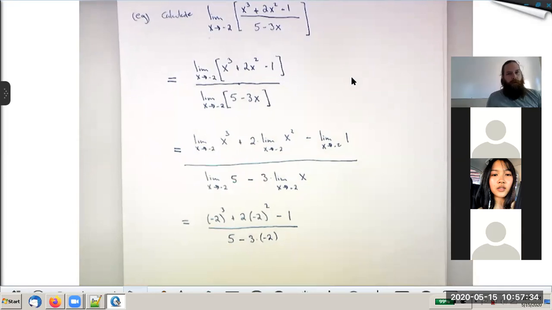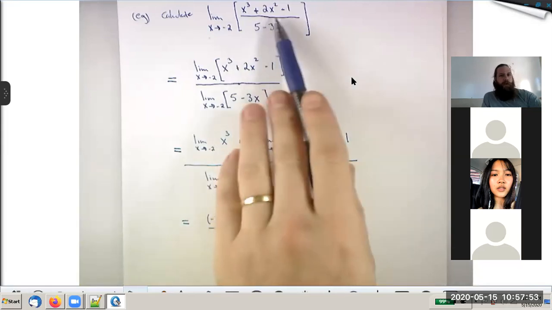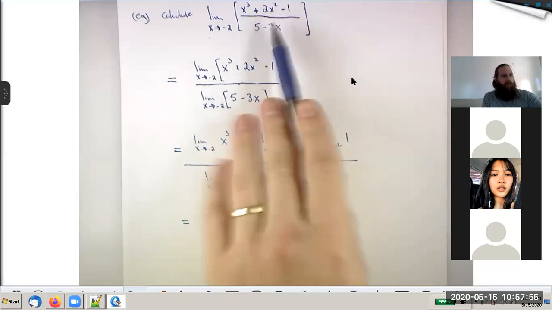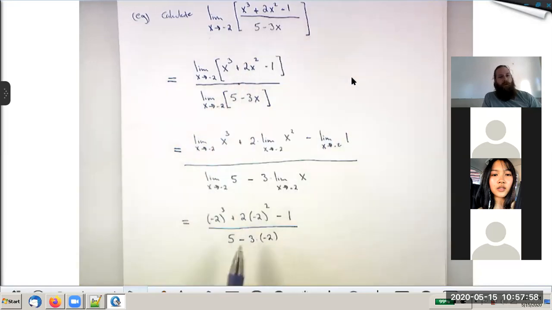Now compare the bottom line to the top line. What did we end up doing? We plugged in -2 as x approaches it. All we did was, this is just what you get when you plug -2 into everything here, right? Everywhere there's an x here, you now have a -2 here. That's all we did, right? We just plugged it in.